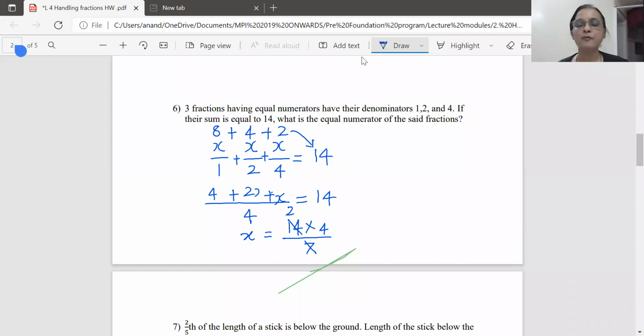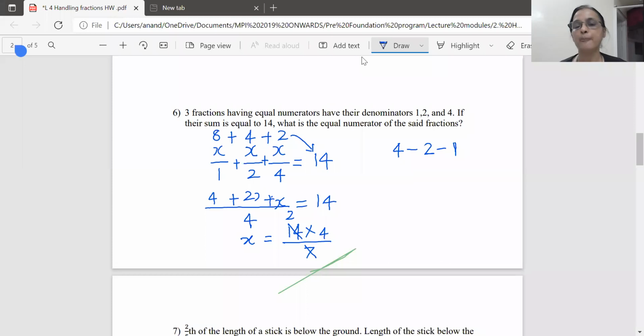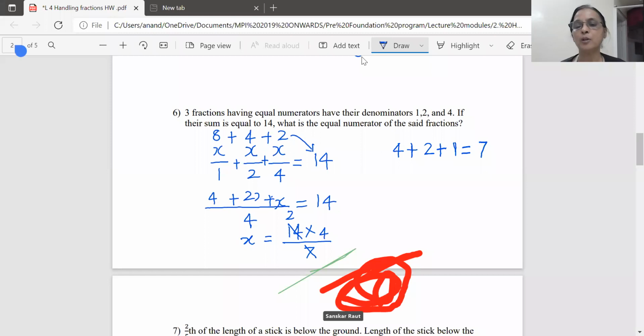Take the 1/4 of the number to be 1. Then half will be double of it, 2. 1/4 is 1, half will be 2, and the number will be 4. Just in case, I am taking a sample case: if my number is 4, its half will be 2 and its 1/4 will be 1. When I add all that, what am I getting? I will get 7. So 4 plus 2 plus 1, I am getting 7.